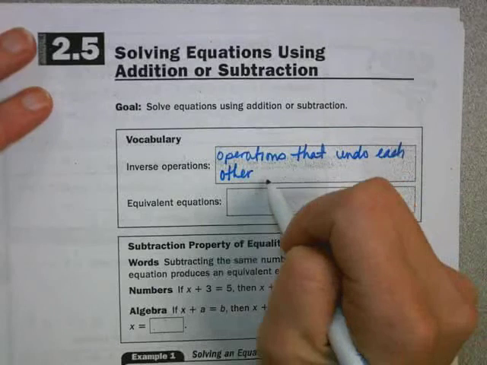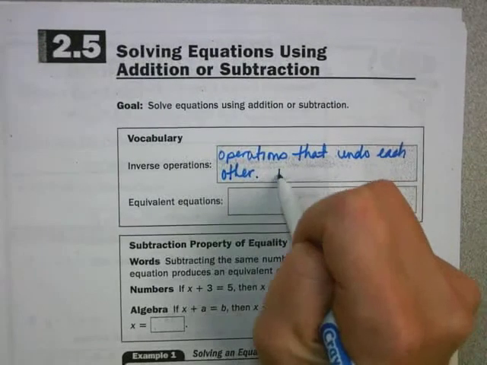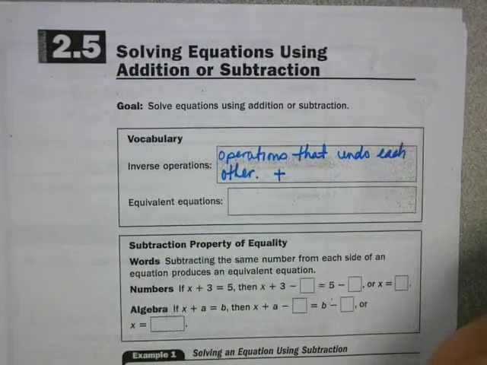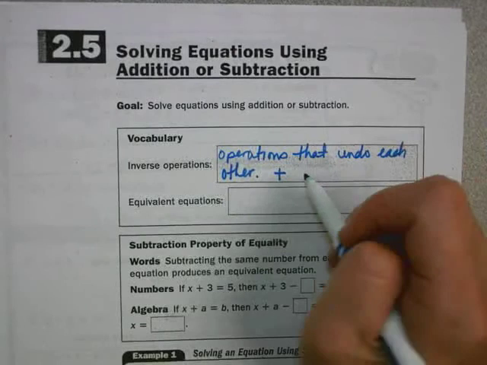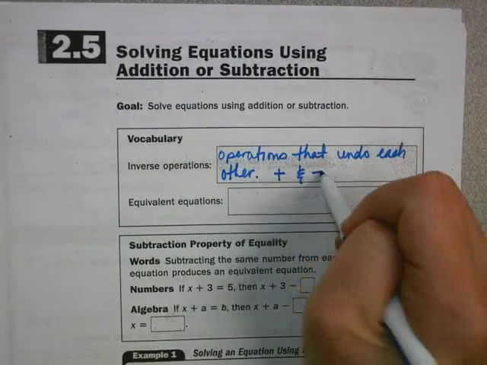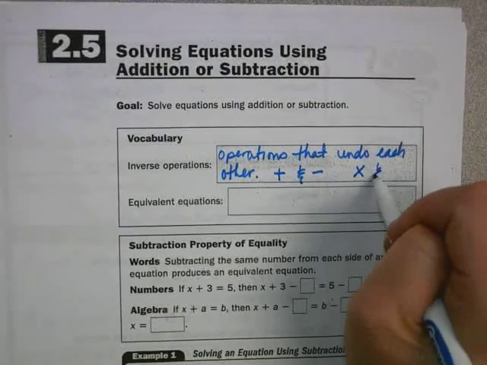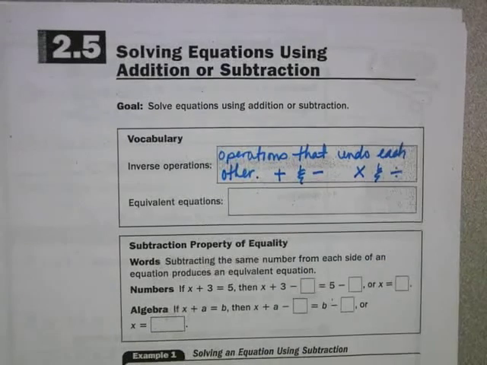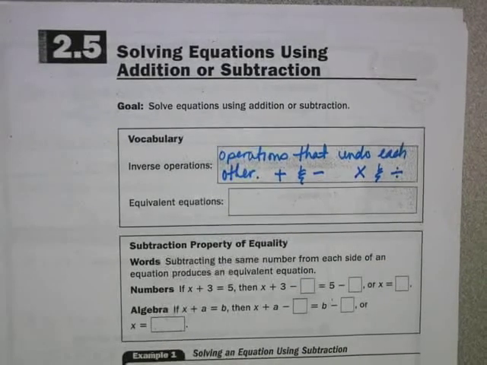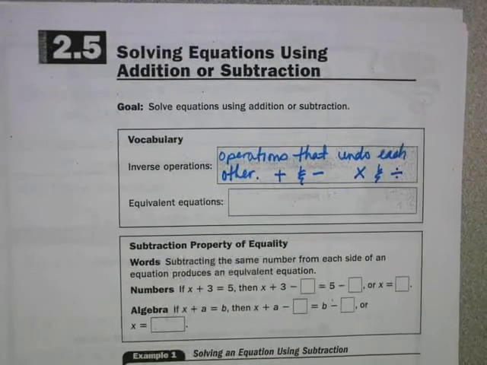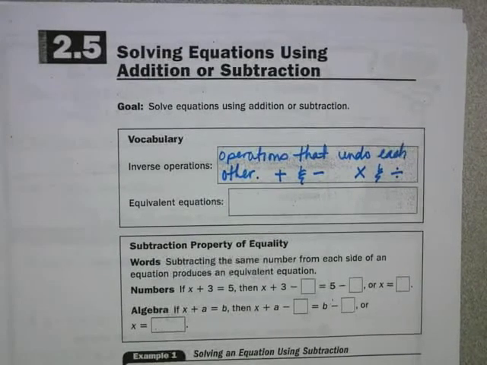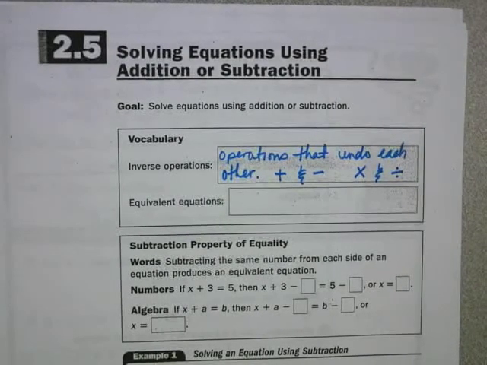So what inverse operation would go with addition? What undoes addition? Yep, subtraction. And what undoes multiplication? Division. Okay, so those are operations, math operations. They make you do something. So addition undoes subtraction and vice versa, and multiplication undoes division and vice versa.